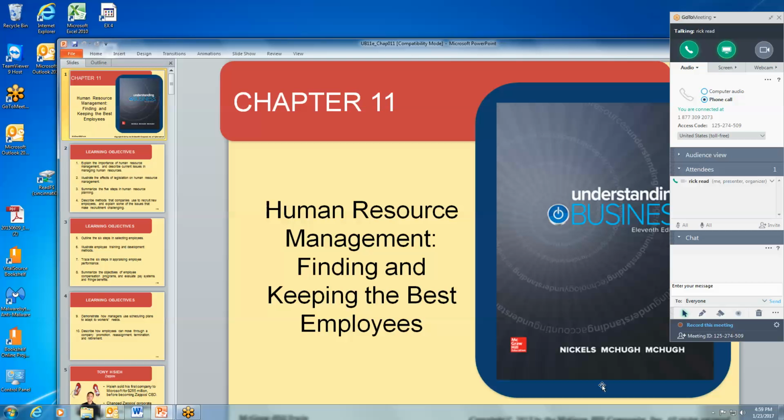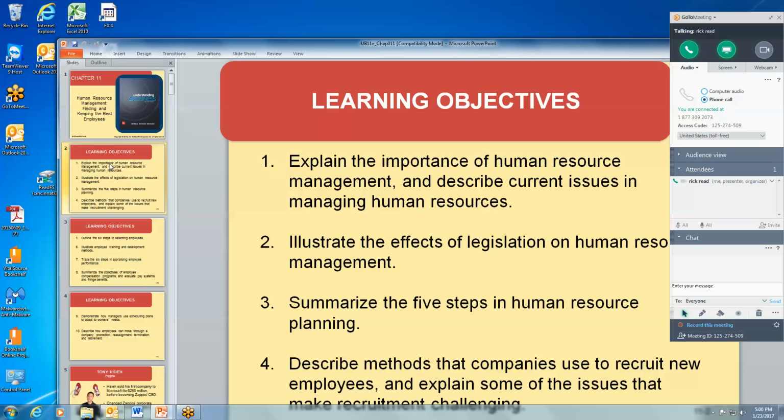All right, 5 o'clock, we're back. Finding and keeping the best employees, human resource management. Let's look at our objectives for Chapter 11. Explain the importance of human resource management and describe current issues in managing human resources. Illustrate the effects of legislation on human resource management.